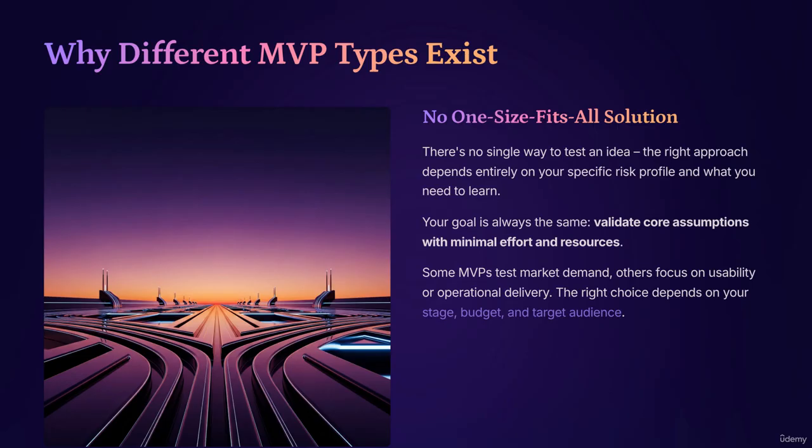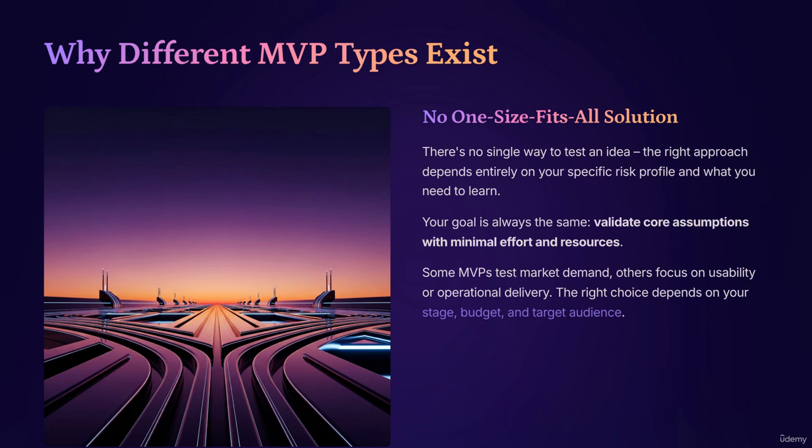The reason there are different MVP types is that startups face different risks. For some, the biggest uncertainty is market demand. Will people even care about this product? For others, it's usability. Will people know how to use it, and will they enjoy the experience? In other cases, the risk lies in operational delivery. Can you actually fulfill the promise at scale? This is why we say there is no single way to test an idea. The right MVP depends on the specific question you need answered.